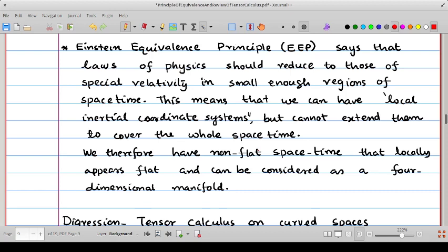So the space-time is such that we can have local coordinate systems where it appears flat, but as we move away from that point, these coordinate systems are no longer applicable. So this corresponds to a curved space. And the mathematical structure of differentiable manifolds allowed a description of such a space. So we have to consider the space-time as a differentiable curved manifold.